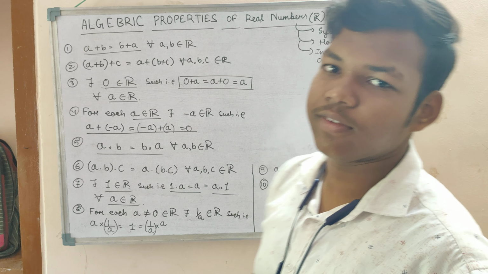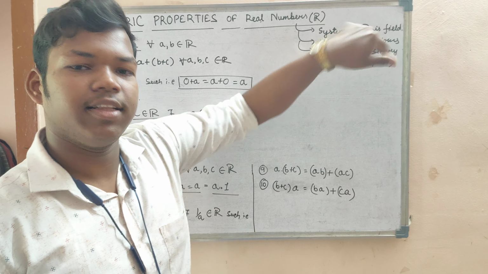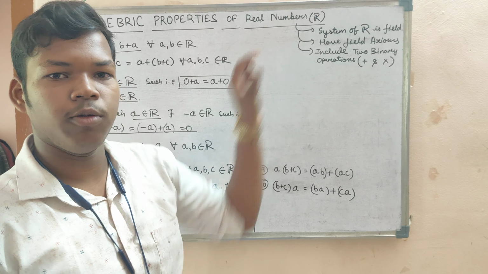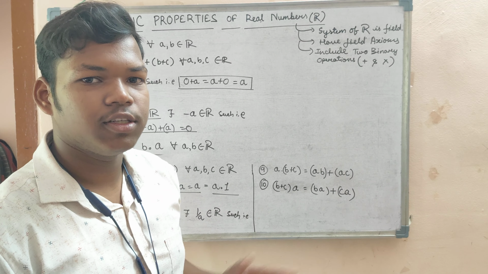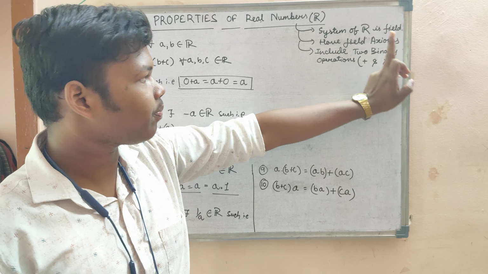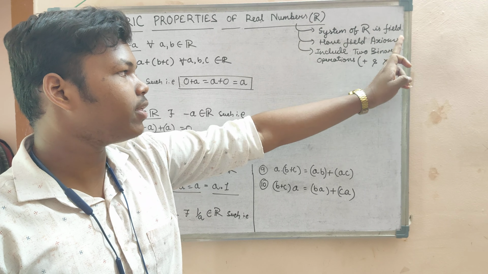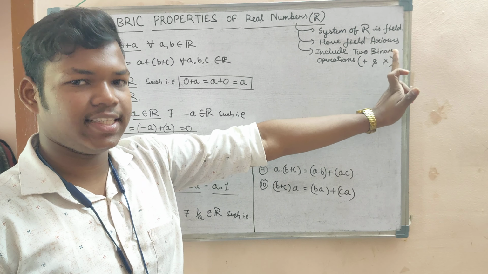Then what is this field? What is this field and field axioms? This particular topic we'll be discussing in the next lecture, so no need to worry. You just know that the system R is a field. Then it has field axioms. If it is a field, then obviously you will be having field axioms.